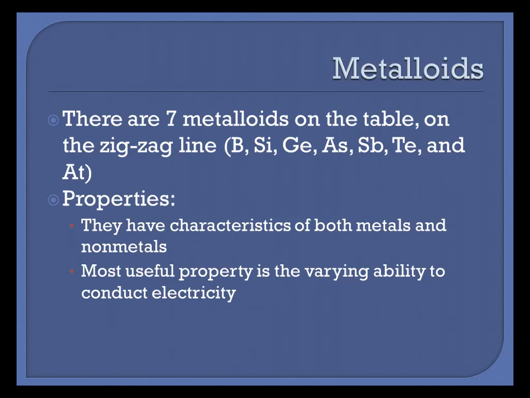Finally, we do have those metalloids, and there are 7 of them on the table, and they are located on the zigzag line. Remember, not every single element that is touching the zigzag line is a metalloid, so it's important for you to pay attention to that when you're looking at a periodic table that has these highlighted. But this includes boron, silicon, germanium, arsenic, antimony, tellurium, and astatine. Properties of these metalloids include that they have characteristics of both metals and nonmetals, so that's why it's called a metalloid. The most useful property that they have is that they have a varying ability to conduct electricity, so that means it changes and we can actually control it. You can turn it on and off. And so these are most often used in semiconductors.